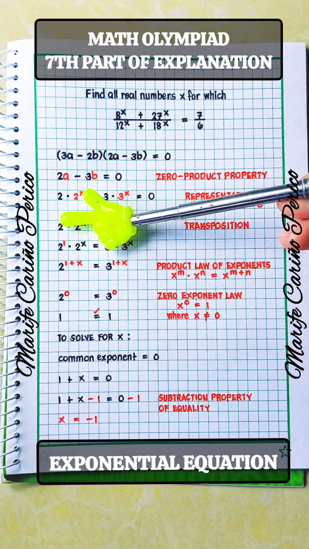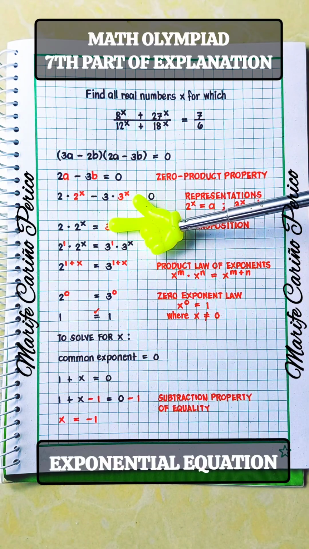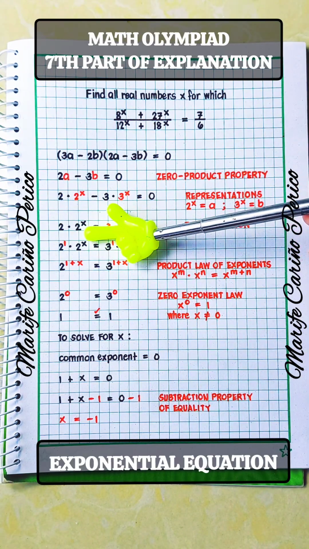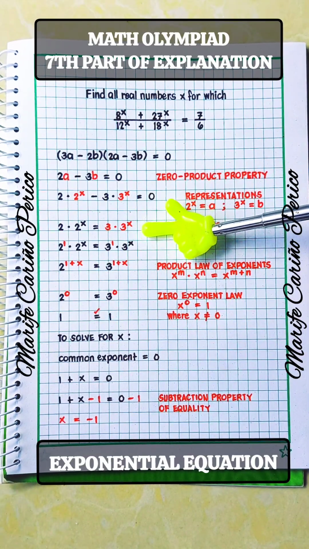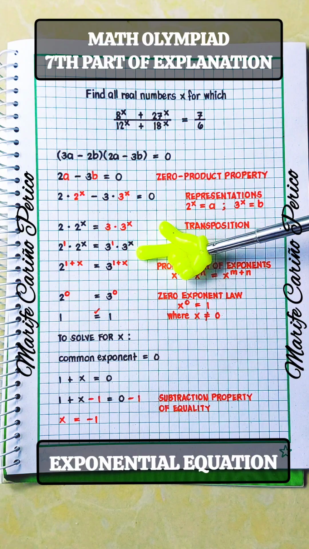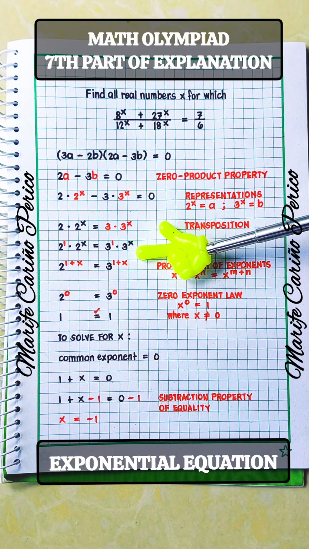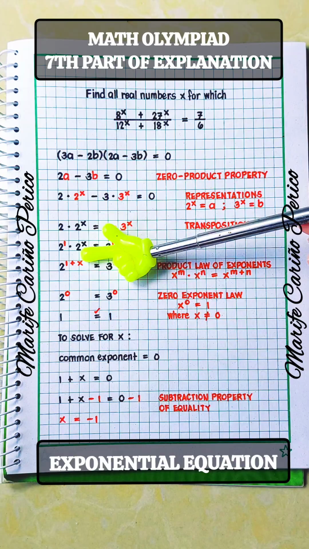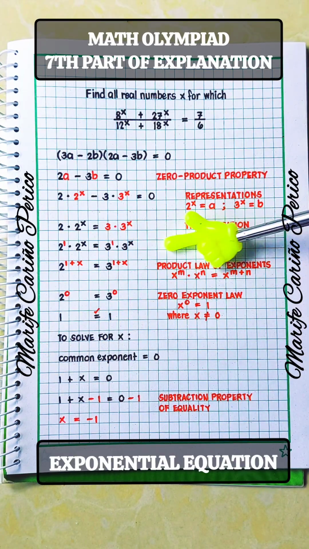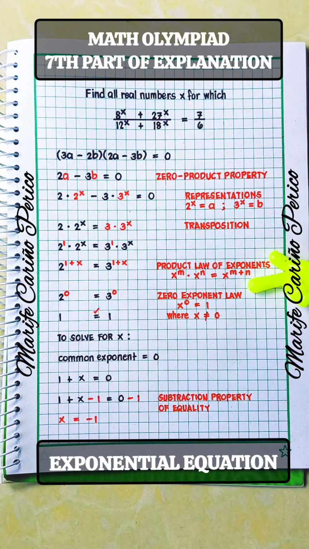Remember that any number has an invisible exponent of 1. So this expression on the left is just the same as 2 raised to the power of 1 times 2 raised to the power of x. And this expression on the right is just the same as 3 raised to the power of 1 times 3 raised to the power of x. Now observe that we're multiplying exponential expressions with the same base, so we can apply the product law of exponents.